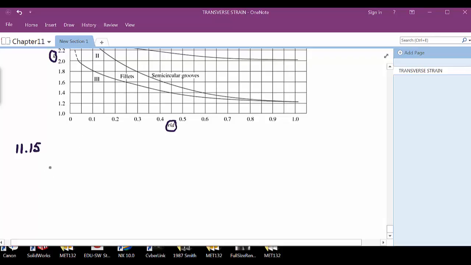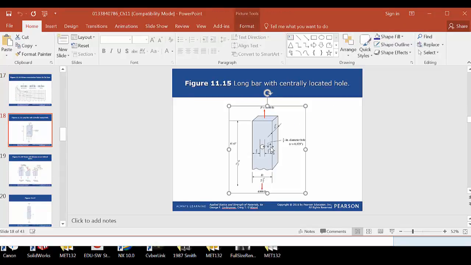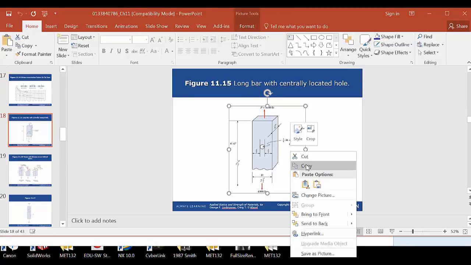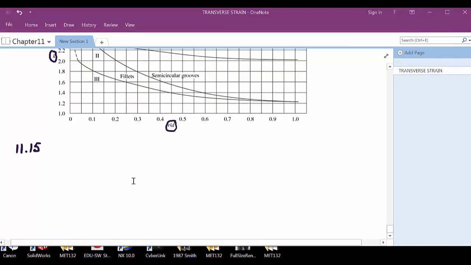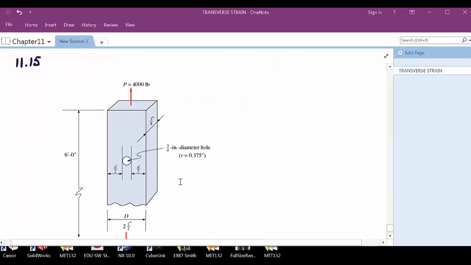Okay, so example 11.15, it says we've got a 3/4 inch diameter hole drilled on the center line of a flat steel bar as shown in figure 11.15. Now, do I have that in there? Let me check here real quick. Okay, and we'll copy that, and we'll put that right here. So, that steel bar right there.